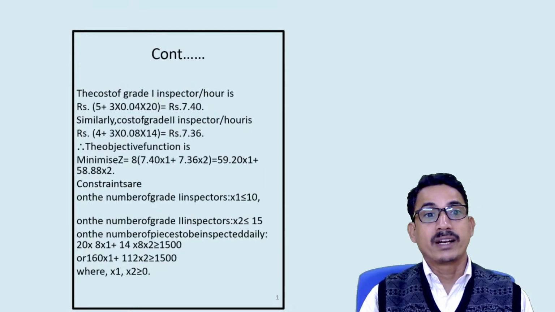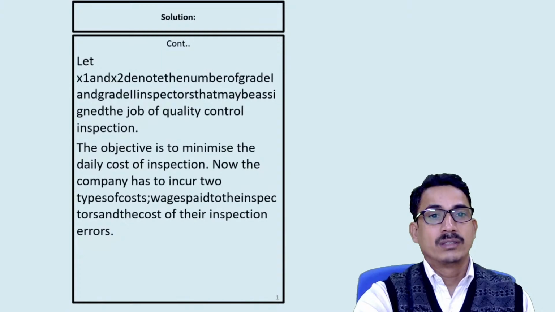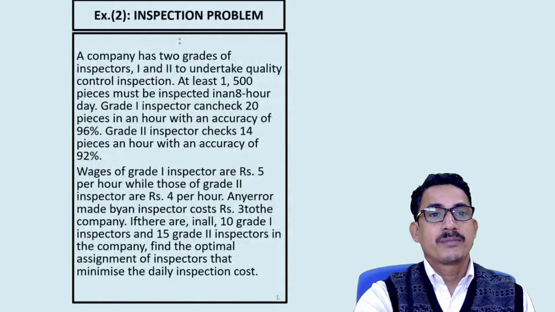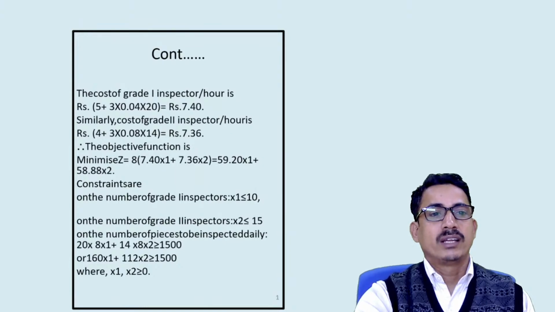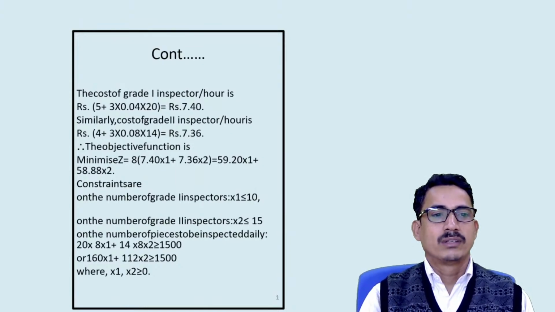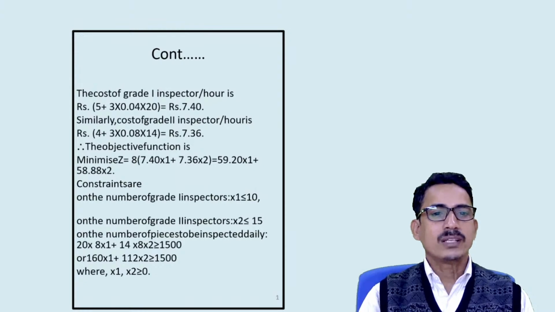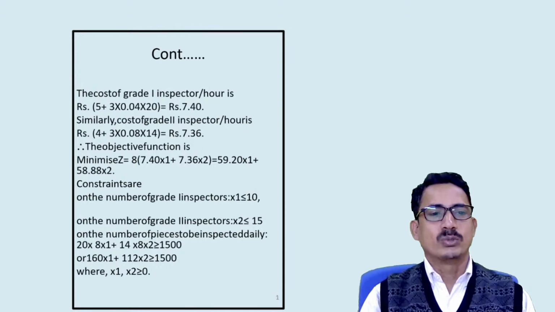But outside the bracket 8 is written. Why 8? Because it is the value you have found out for 1 hour. But it is given clearly, inspected 8-hour day. In one day you are working for 8 hours. So for 1 hour data once you got, then 8 has to be multiplied because you are looking for 8 hours. So finally you got 59.20 x1 plus 58.88 x2. Now coming to constraints, this is the objective function over.